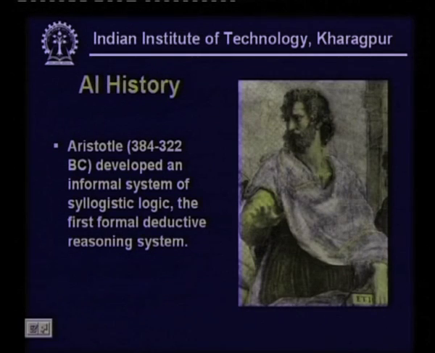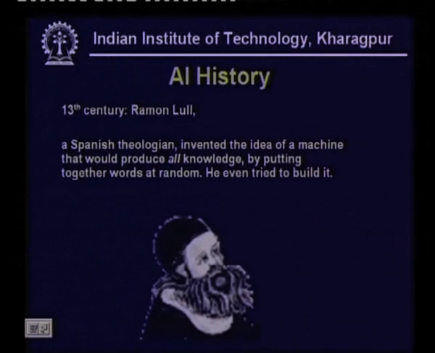So, in the earliest days, Aristotle in the 4th century BC developed an informal system of logic, which was the first formal deductive reasoning system. In the 13th century, we have Ramon Llull, a Spanish theologian who invented the idea of a machine that would produce all knowledge by putting together words at random. He even tried to build such a machine, his concept wheel.